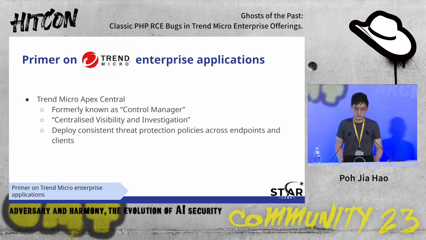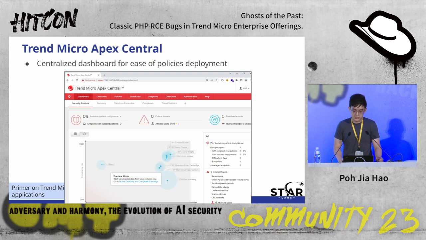First, let's briefly talk about Apex Central. It was originally called Control Manager, but was later rebranded to Apex Central. However, even though it rebranded itself, there's a lot of legacy code that was carried over. This app allows sysadmins to ensure consistent data and threat protection policies across registered endpoints. Essentially, this web dashboard is full of features that help the SOC to view security incidents and perform detailed investigations for each alert.